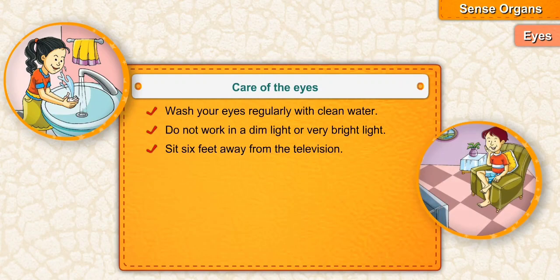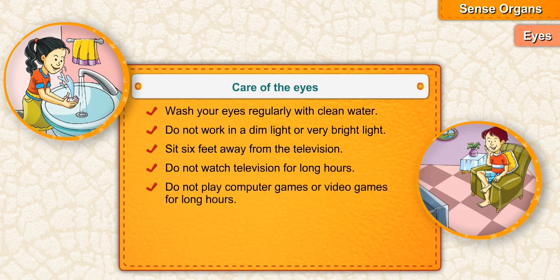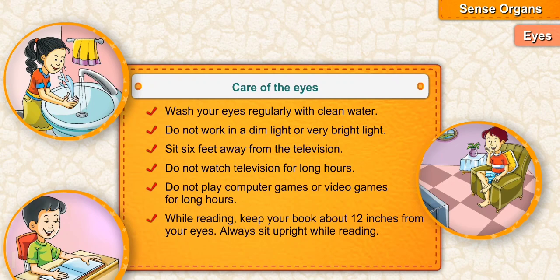Sit 6 feet away from the television. Do not watch television for long hours. Do not play computer games or video games for long hours. While reading, keep your book about 12 inches from your eyes. Always sit upright while reading. Do not read in a moving vehicle.